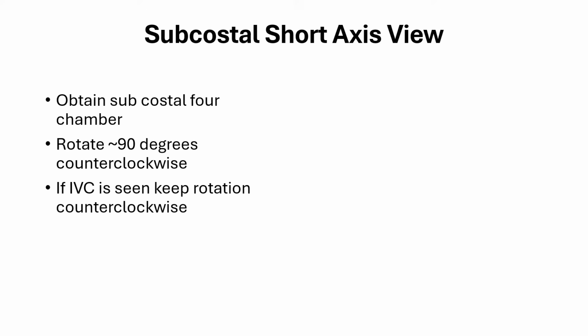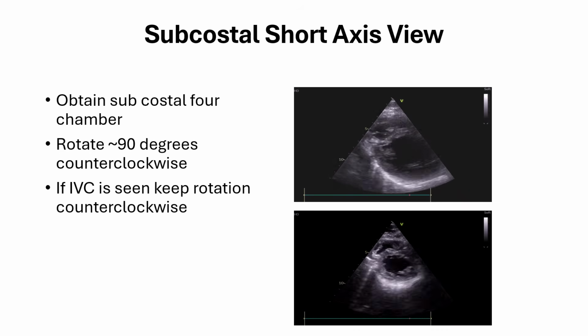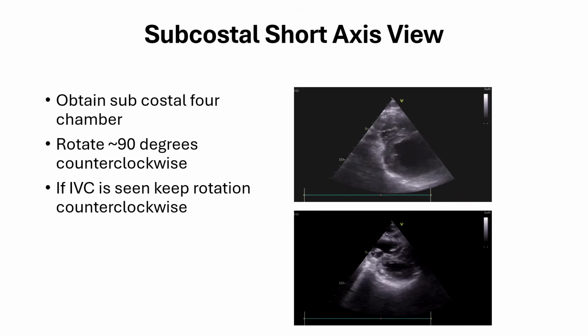Some patients may have difficult windows for parasternal short axis view. In some of those patients, it is possible to obtain a short axis view via the subcostal route. In order to do that, first obtain subcostal four-chamber views, and then rotate the probe 90 degrees counterclockwise. If the IVC is visualized, you may need to keep rotating counterclockwise until you see this image. On the top, you see a live image of the subcostal short axis view at the mid-papillary level, and the apical level on the bottom.